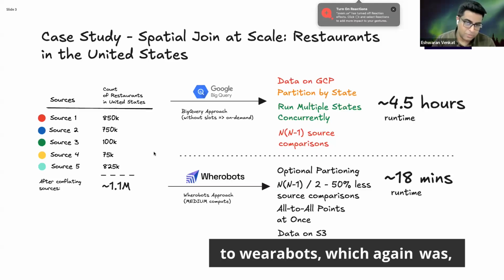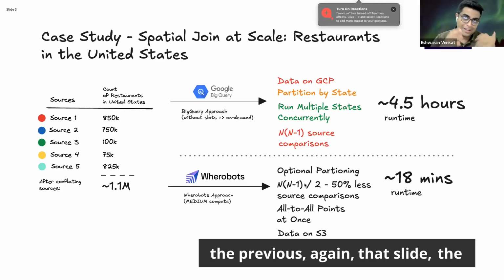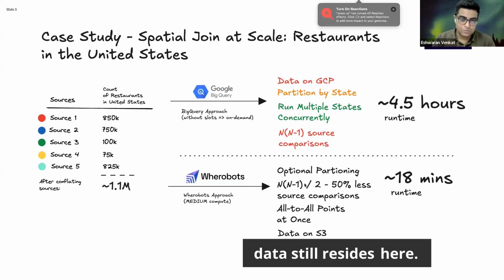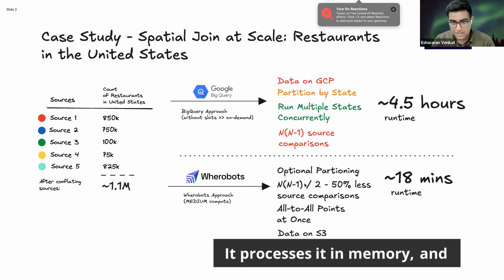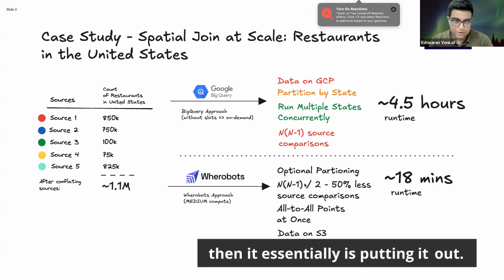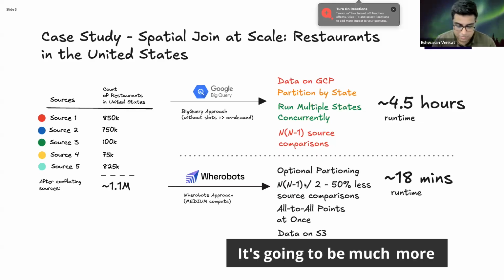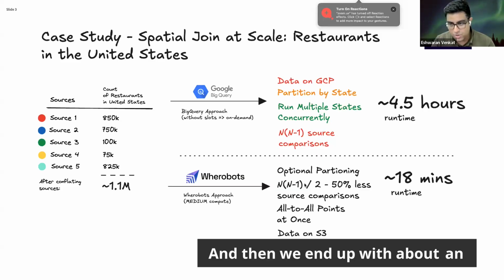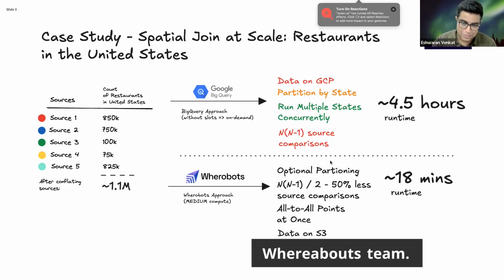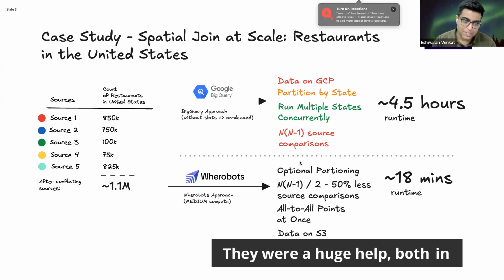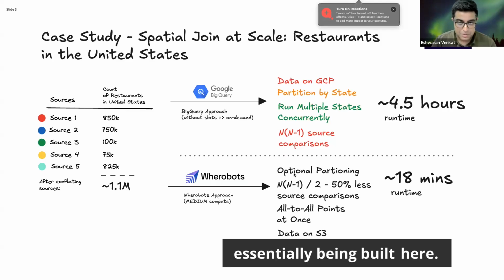When we switched to Wherobots, as you saw with the previous slide, the data still resides here. So the compute is able to use it, it processes it in memory, and then it puts it out. And here we don't have to process by state, and we can partition it any way we want. It's going to be much more flexible. And then we end up with about an 18 minute runtime, which is significantly better. And again, kudos to the Wherobots team. They were a huge help, both in terms of helping us get it set up with this, as well as what's being built here.